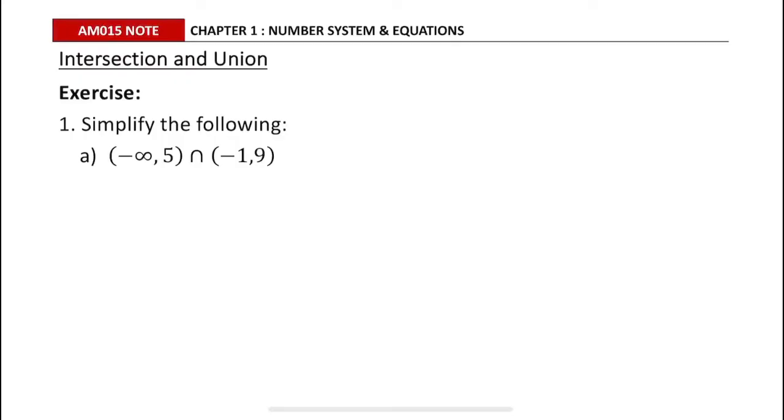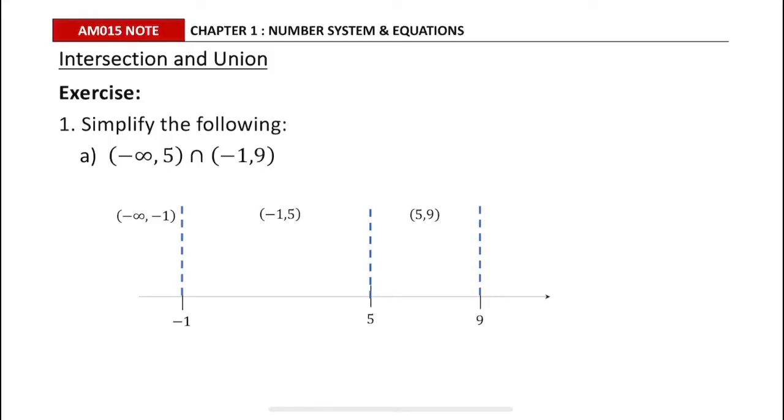So now we will do the exercise. The question is, simplify the following. Question A is the intersection of interval negative infinity to 5 and interval negative 1 to 9. To find the answer, we have to represent these intervals on a number line. So the first step is to draw a number line and mark the endpoints in ascending order. Start from negative 1, 5 and 9. These endpoints divide the number line into 4 intervals, which are negative infinity to negative 1, negative 1 to 5, 5 to 9 and 9 to infinity.